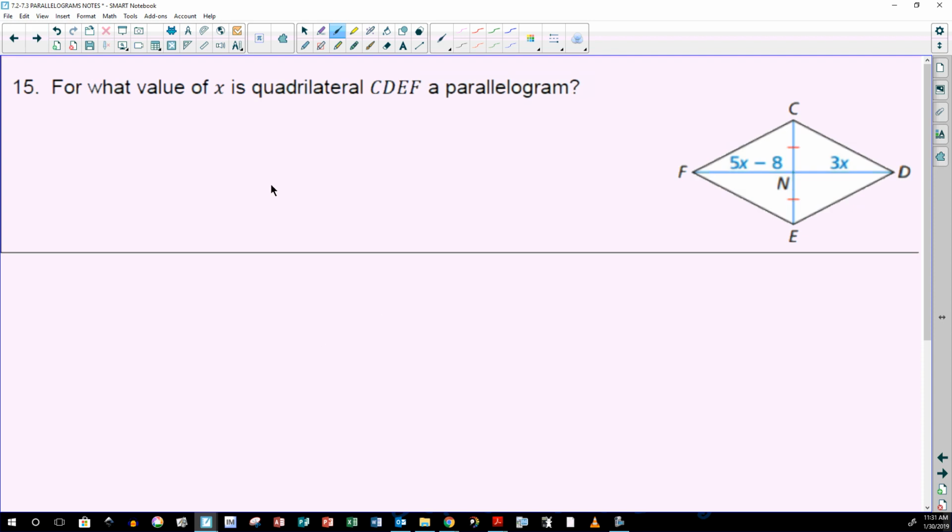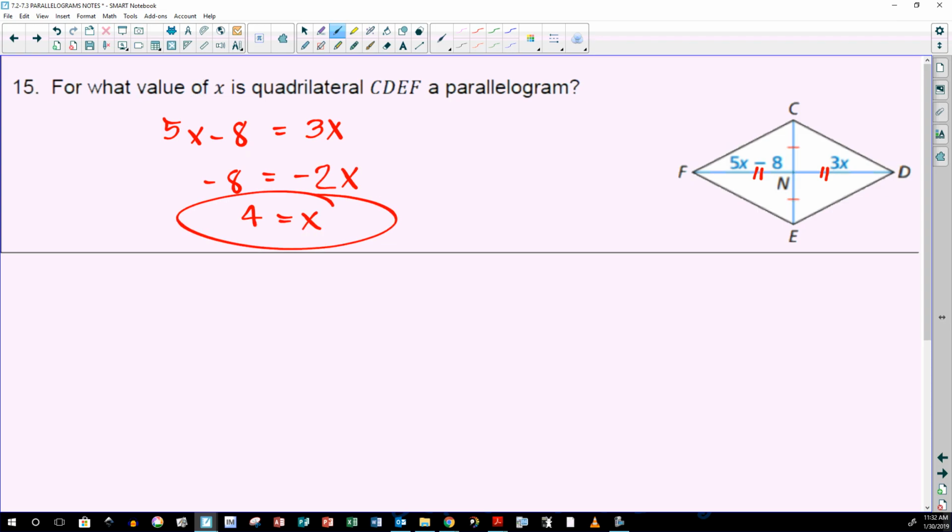And the last one here is super easy. For what value of x is the quadrilateral a parallelogram? Well, since I know the diagonals bisect each other, then I know 5x minus 8 is equal to 3x. Negative 8 is equal to negative 2x. So x is 4. Okay? And that's all you have to do to prove it.